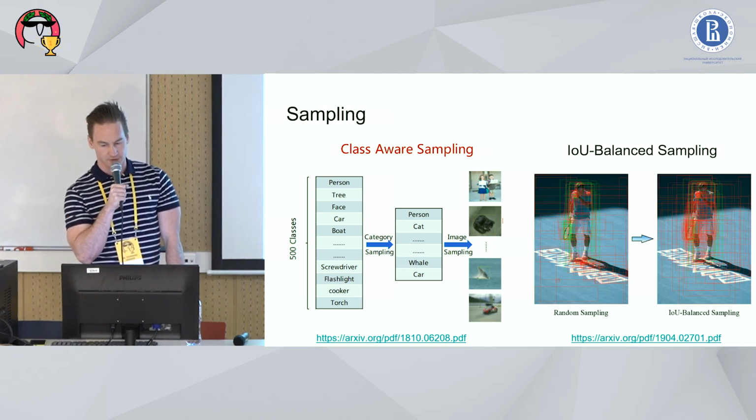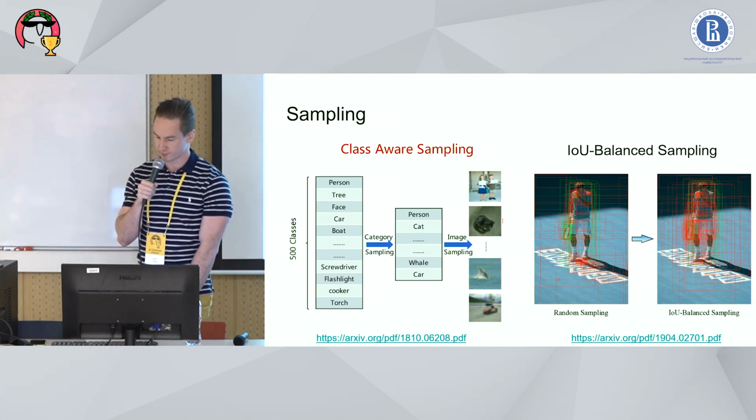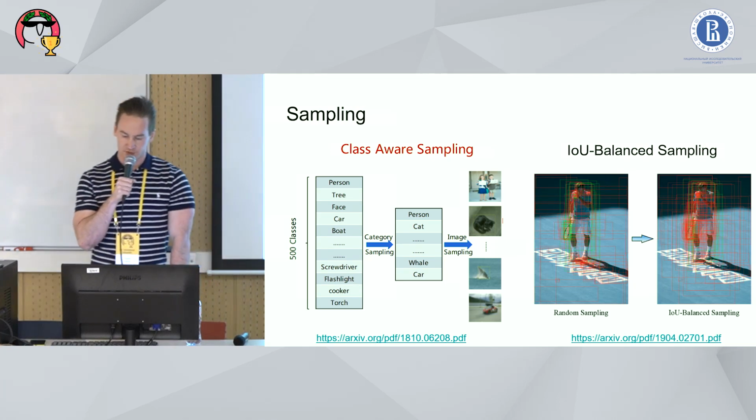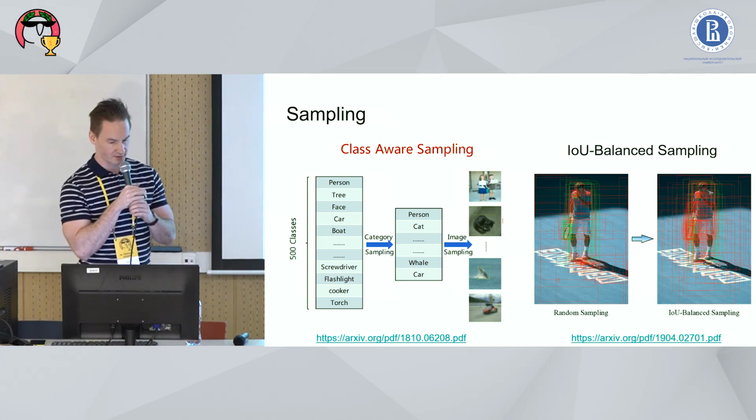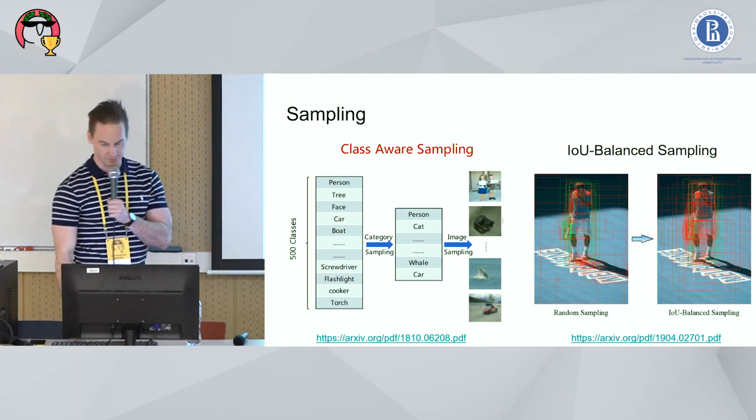And also I used some kind of IoU balanced sampling for proposals. It was from Libra RCNN, from this article. So it also improves your performance because proposals are selected more carefully than random.